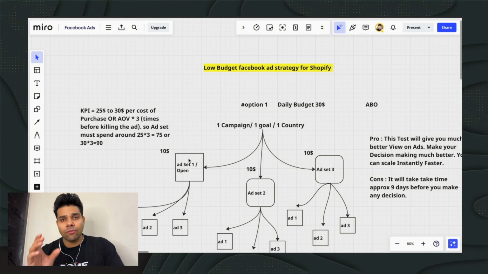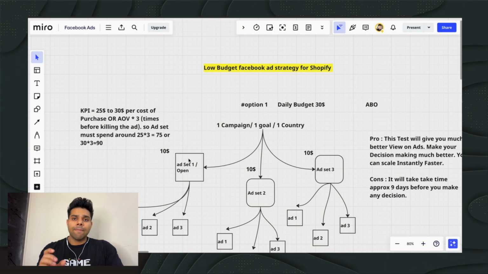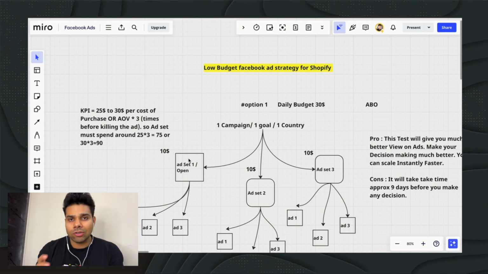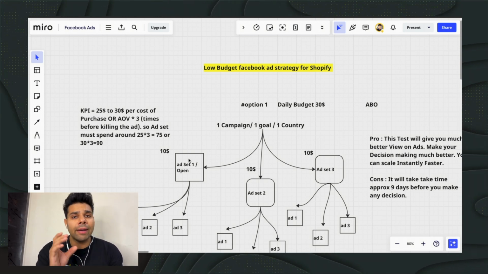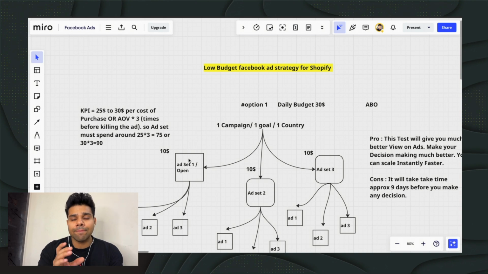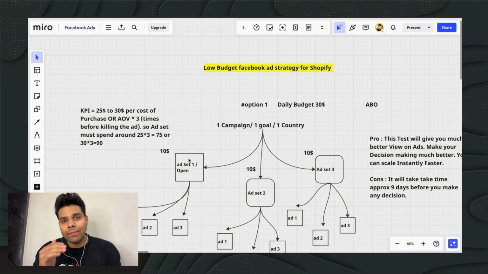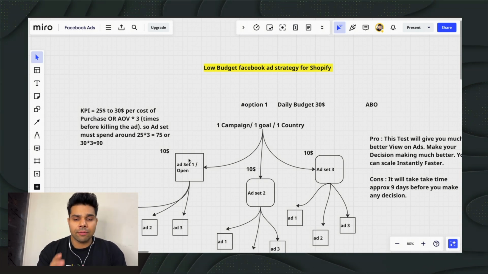You need to see for yourself that this much amount I am willing to spend to get the conversion, and multiply it by 3. It can be AOV or cost of conversion. If you have an AOV of $100, you need to multiply it by 3, so $300. That $300 is your KPI that you need to set, and see that this much amount you need to spend before making any decision, right?